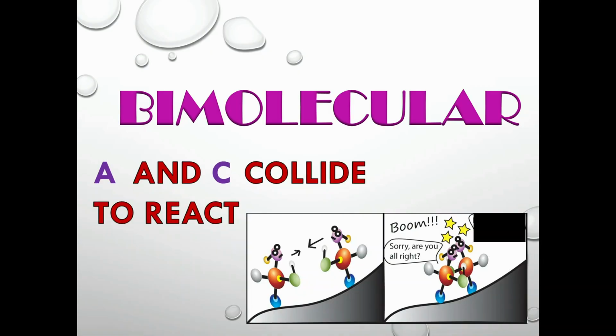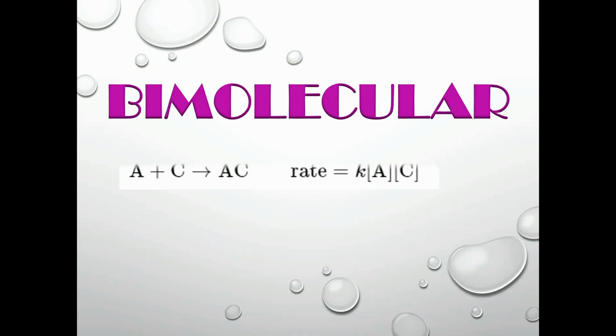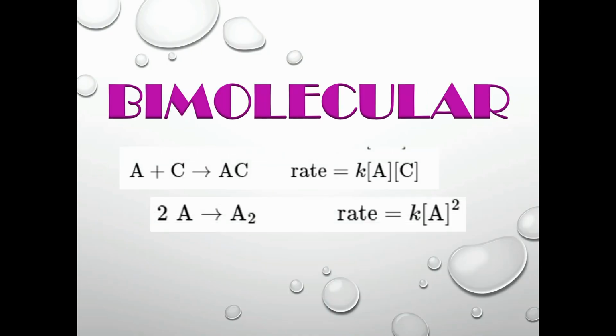Bimolecular means A and C collide to react. Two molecules are coming together to react. I don't even know what those molecules are supposed to be, but it was a cute cartoon. So, bimolecular, for A and C banging into each other, the rate is k times AC.